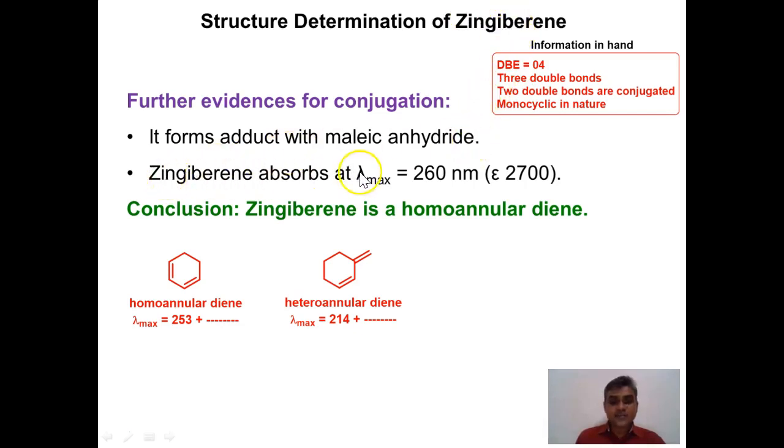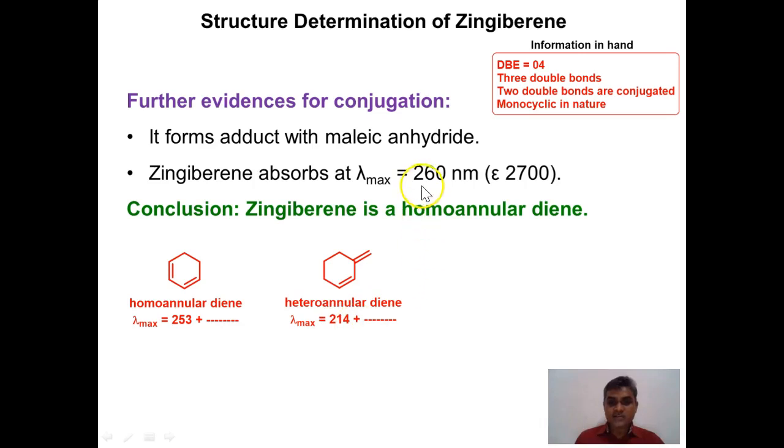Then if you record the ultraviolet spectrum, the UV spectrum, of gingiberine, the lambda max value is at around 260 nanometer, and 260 nanometer is definitely characteristic of the homoannular diene type of feature present in the gingiberine molecule, because the base value for the homoannular diene is 253 plus. Plus means here some ring residues or some substituents are there. Accordingly, some increments are added to the basic 253 value. So for the homoannular diene, according to the Woodward-Fieser rule, it's 253 plus. For the heteroannular diene, it's 214.